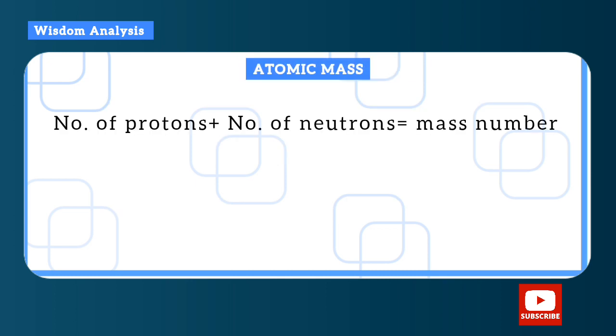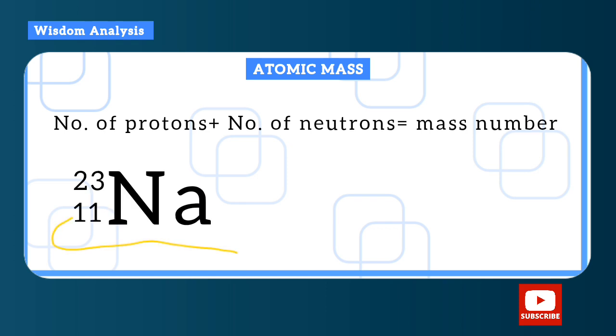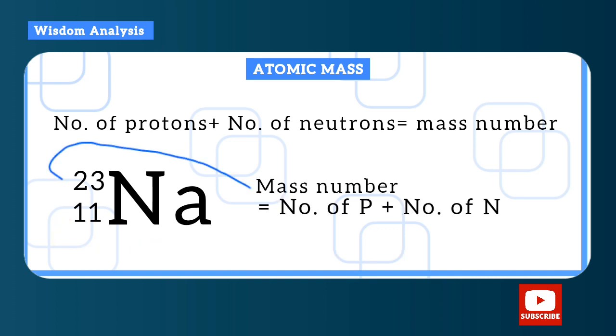Okay, so we move over to atomic mass. So the atomic mass is the number of protons plus the number of neutrons. Okay, so you can see sodium now. Its atomic number is 11, which is same as the number of protons, and the mass number is 23.